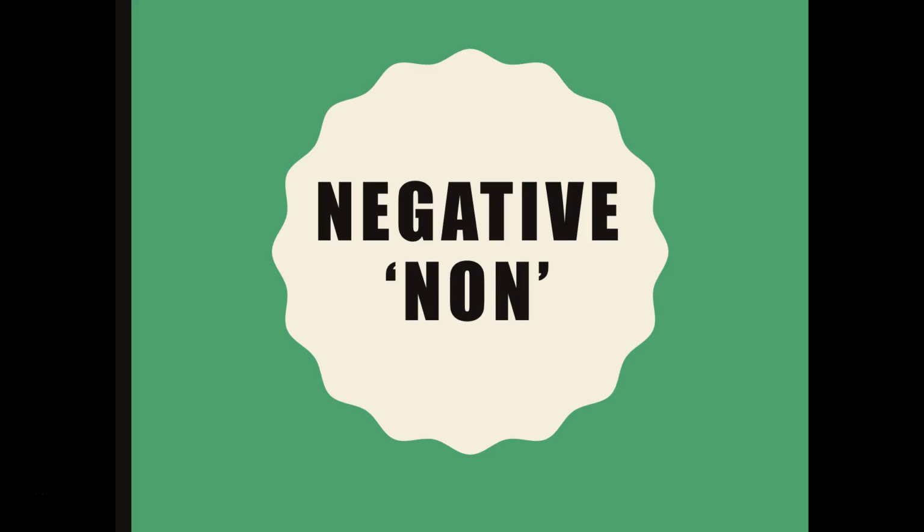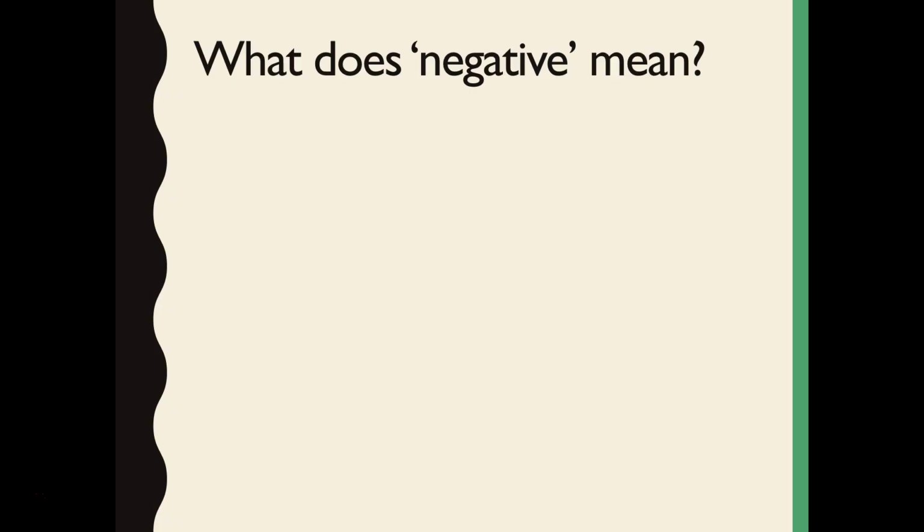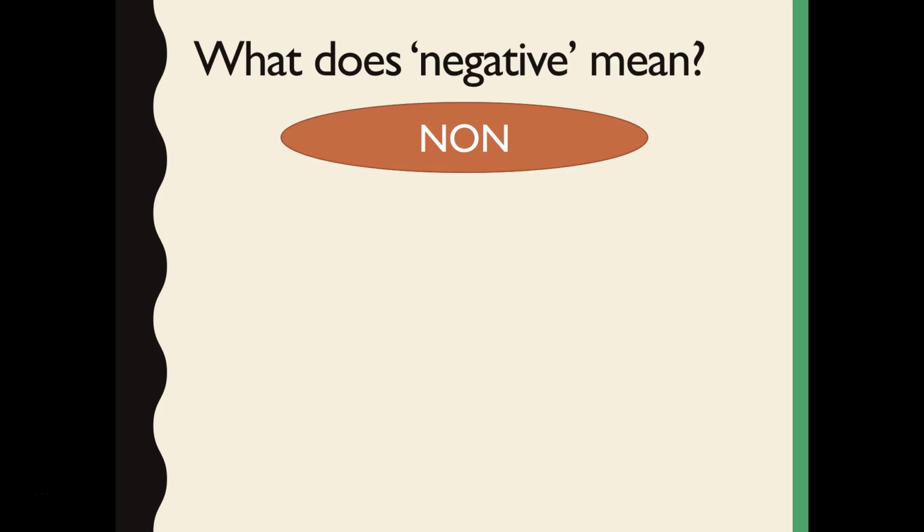Welcome to the screencast on the negative, or non, in Italian. So what does negative mean when we're talking about a language? Well, it means to say don't or not. And in Italian, we say non to do this. The trickiest part of using the negative is knowing where to place the word non in a sentence. The rule in Italian is that it needs to go immediately before the conjugated verb.